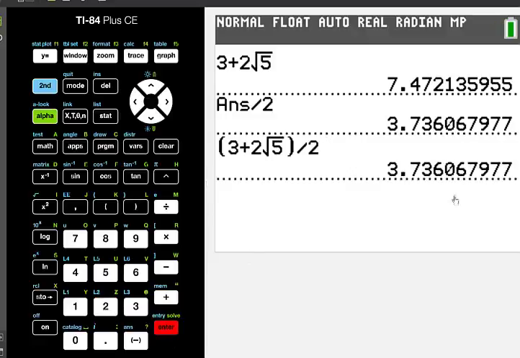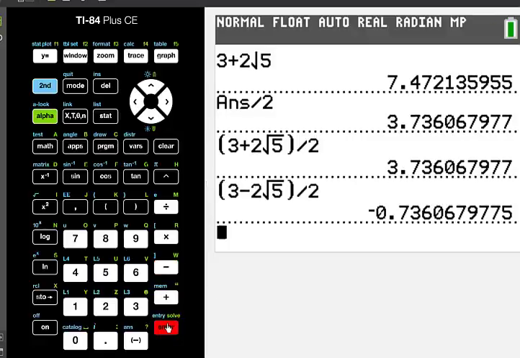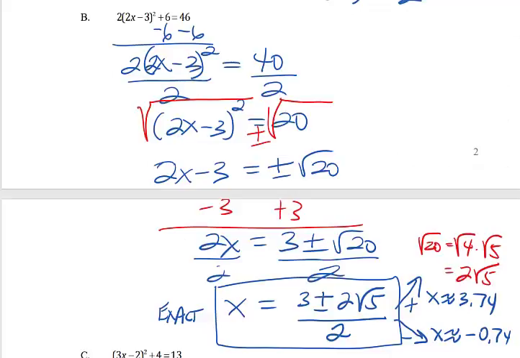And then the calculator has this nice feature called the entry feature. It's right here in blue above the enter button. What it does, if you choose it, is it retypes for you the last thing you had typed in. And this is great for these quadratic equation problems because I can just arrow over here and change that plus to a minus. And now it's 3 minus 2 times the square root of 5 divided by 2, which gives me my other decimal approximation. And so my two approximate solutions would be that 3.74 and the negative 0.74.